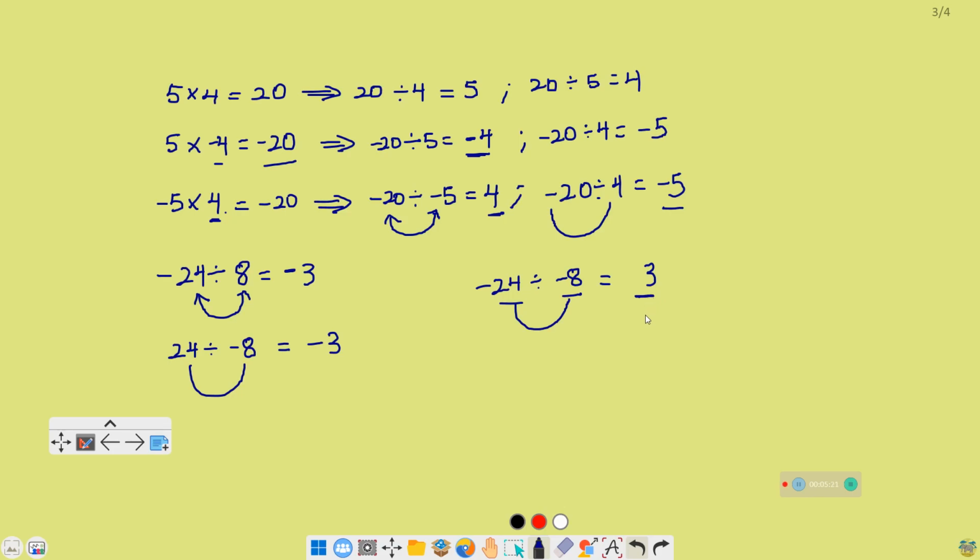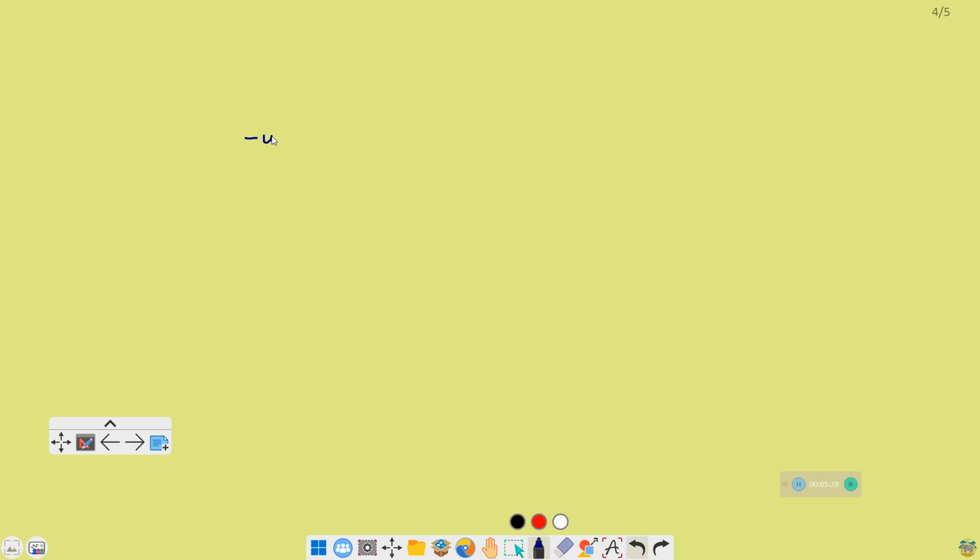So this is how we will divide integers. Let's summarize everything. When a negative integer is divided by a positive integer, you will always get a negative quotient. When you divide a positive integer by a negative integer, again you will get a negative quotient. When you divide a negative integer by a negative integer, the result will always be a positive quotient.